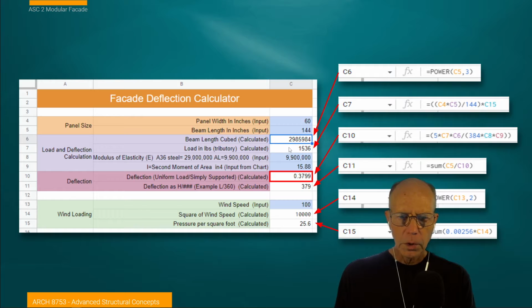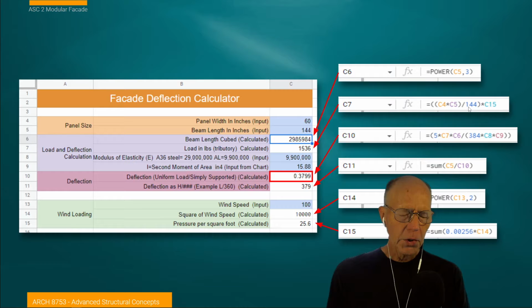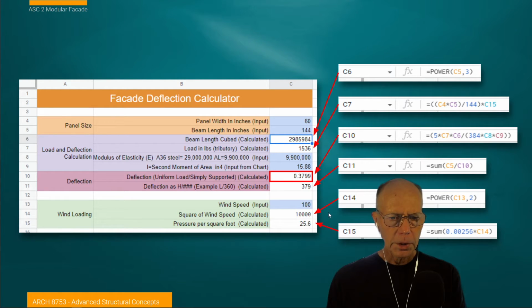If we go to this one, we're actually calculating C4 times C5, which is the dimensions of our tributary load area. But in this case, we have to divide it by 144 because these are in inches, and we're looking at pounds per square foot. The weight is in pounds per square foot. And then we multiply that by the amount of wind load that's placed upon it.